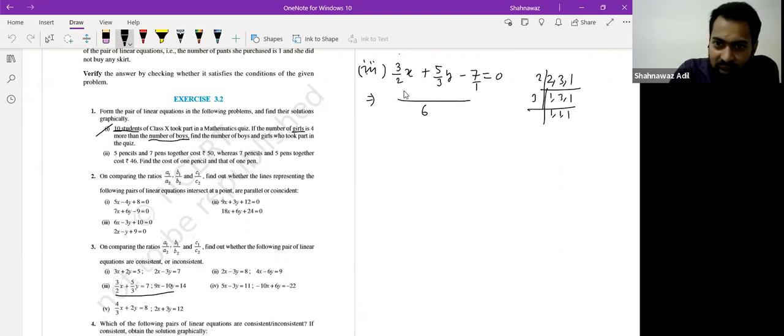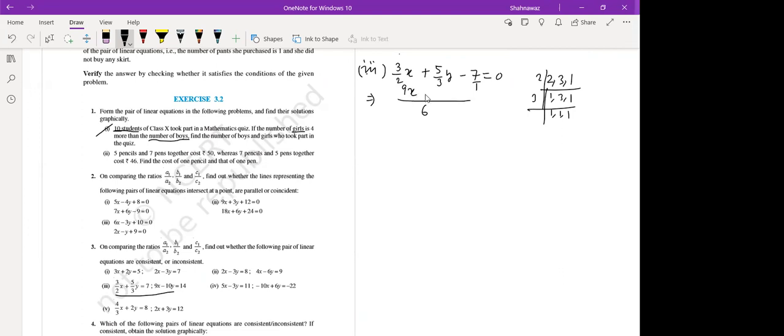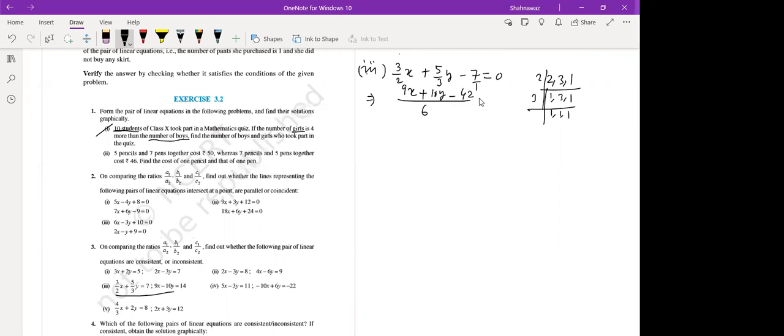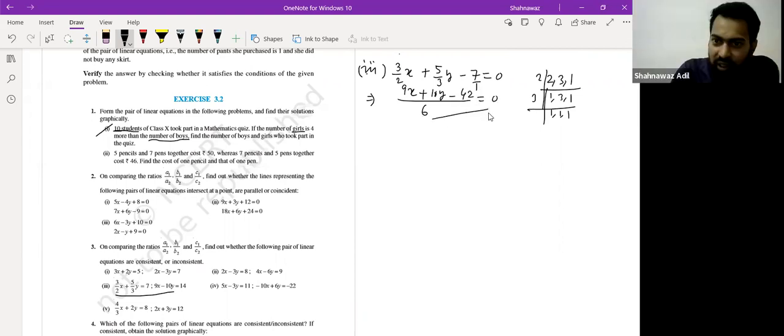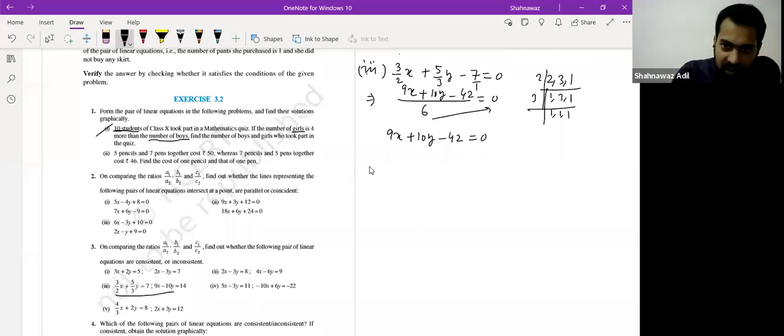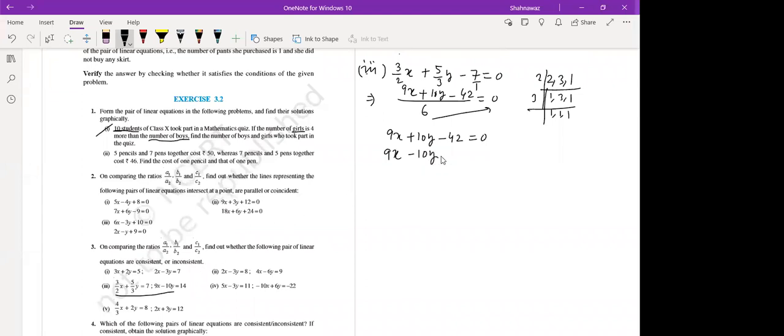So, Rizwan, what will be the factor here? So this will be 9x, this is 10y, and this is 42. So this will be 9x plus 10y minus 42. And the second equation, 9x minus 10y minus 42.